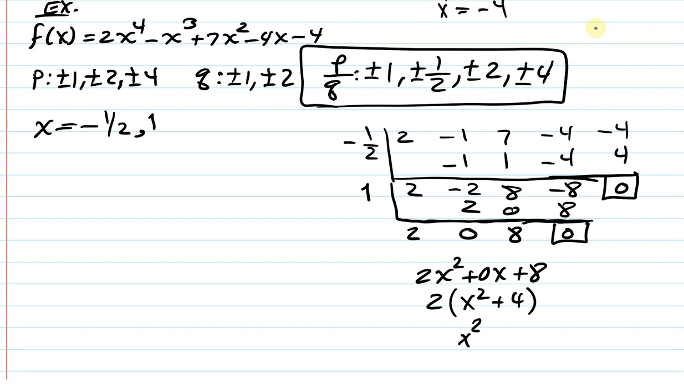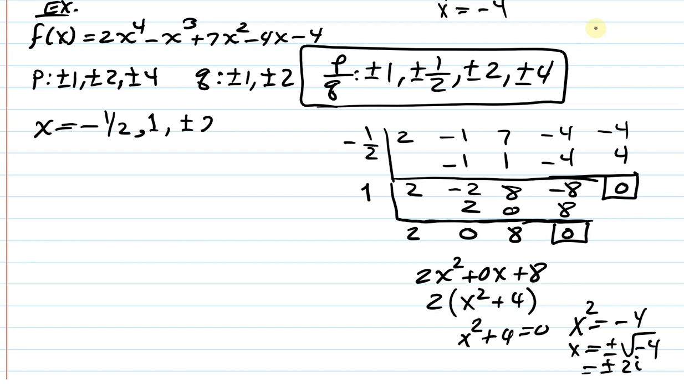Now x squared plus 4, set it equal to 0. X squared is negative 4, so x would be plus or minus the square root of negative 4, which is 2i. So it does have two complex conjugates. Notice they're conjugates because the coefficients are real. So by the conjugate pair theorem, we would expect 2 of them. And there we have the solution to this one.